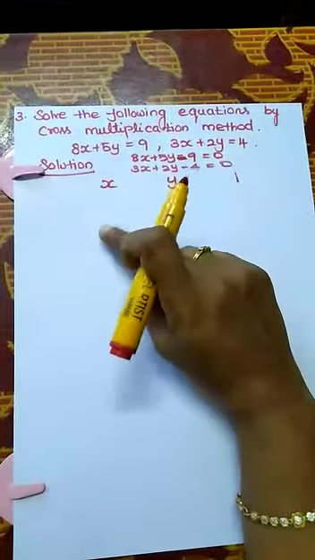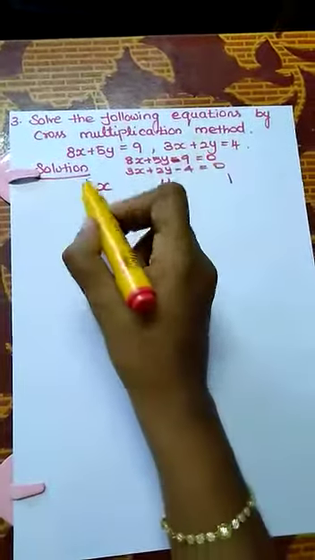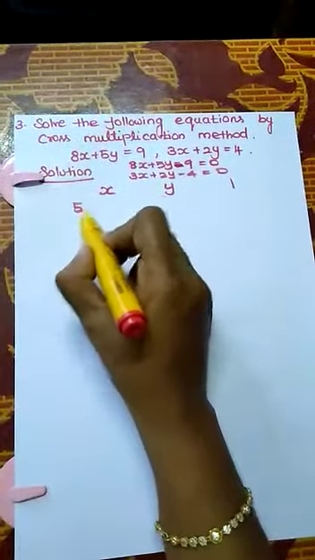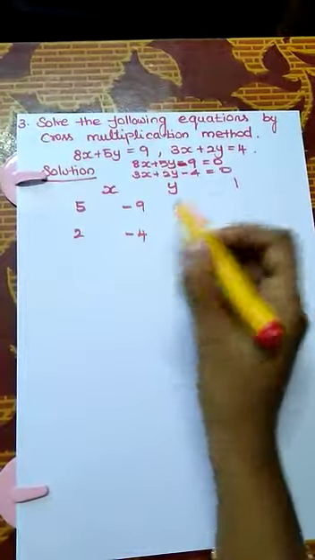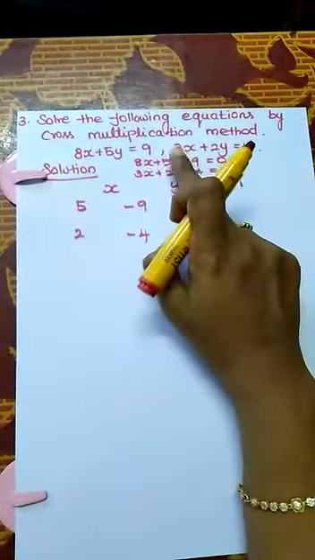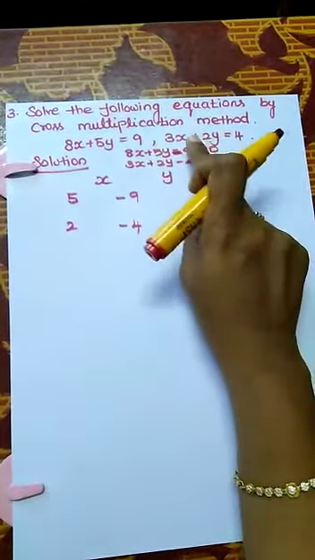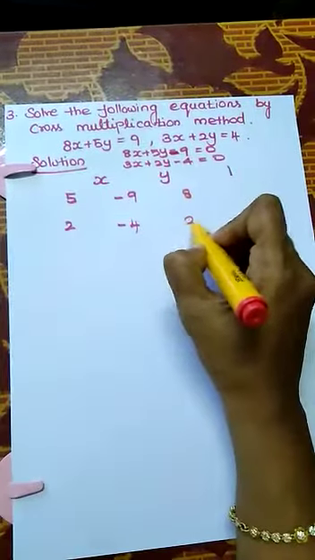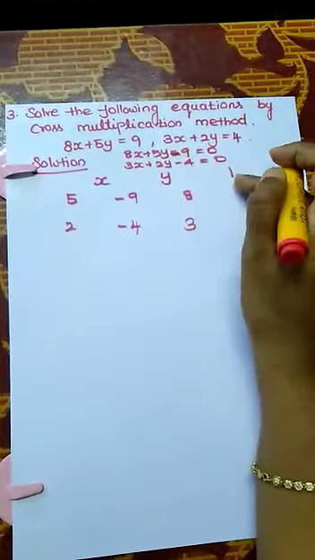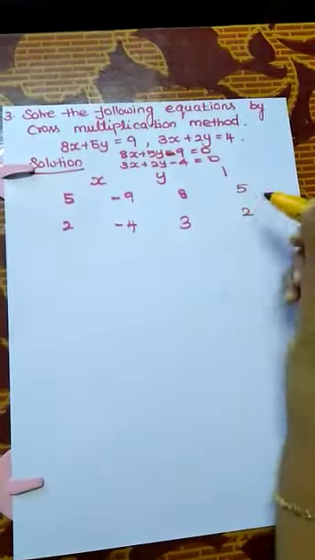Now we are going to write the x place, which means we don't take the x value. Directly y and constant. What is our y value? 5, 2. Constant value minus 9, minus 4. Next going to write the y place, don't take the y value. Directly write x and constant. Already I wrote minus 9, minus 4. So what are the x values? 8, 3. Next choose the constant place. So take x and y. Already I wrote the x value. So directly write the y value only.